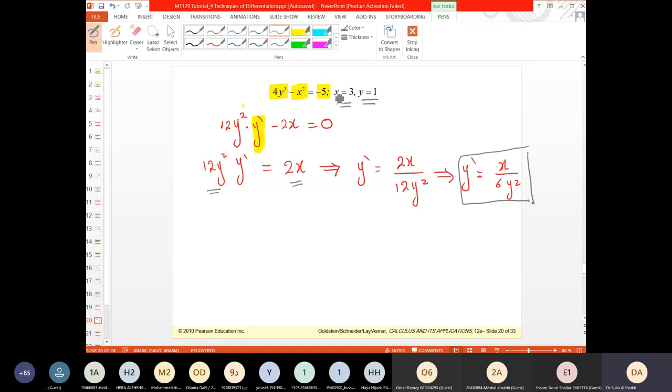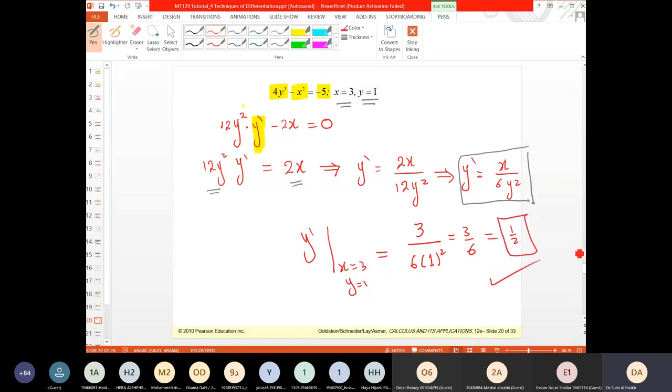They want me to find the derivative when x is 3 and y is 1. So we find y dash when x is 3 and y is 1. Change the x with 3, change the y with 1. This will be 3 over 6. This will be half, and this answers the question. Okay?